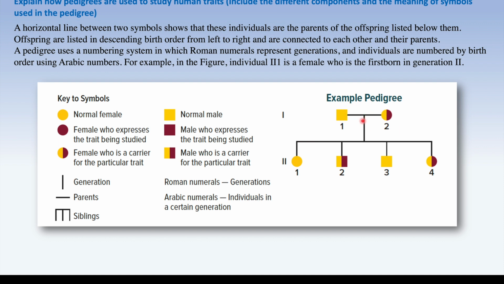Regarding the horizontal and vertical lines, the horizontal represents the marriage. Vertical means we are moving from one generation to another, and these branches with the same line represent the siblings.